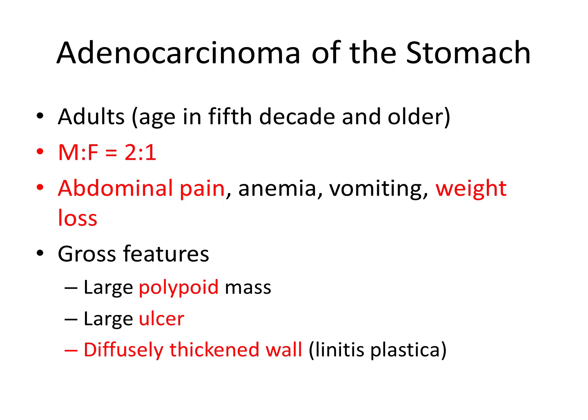Carcinomas of the stomach are most common in older adults, with a mean age of around 68 years. Males are affected most commonly, with a male-to-female ratio of 2. Patients generally present with abdominal pain, anemia, vomiting, and weight loss. The tumors present as large polypoid masses or as a gastric ulcer. Gastric carcinomas may also present in the form of a diffusely thickened gastric wall.